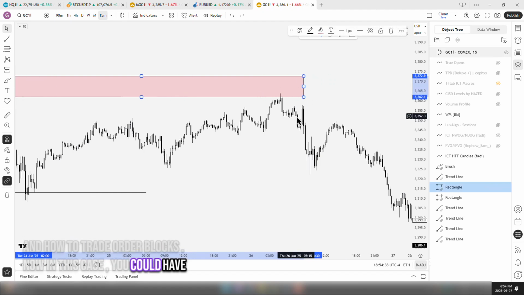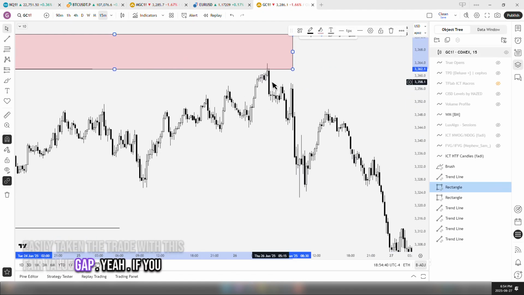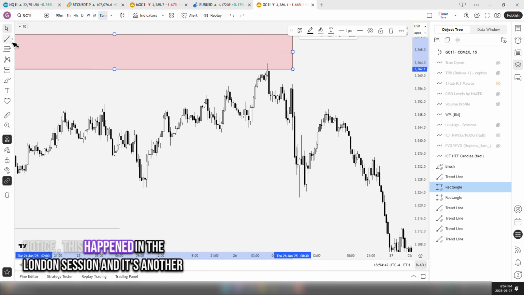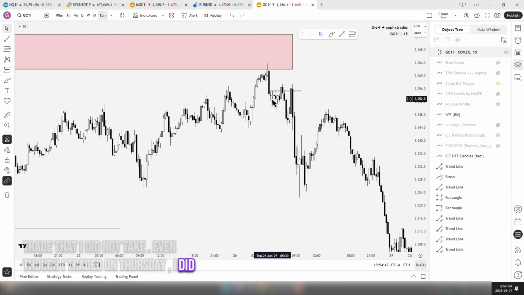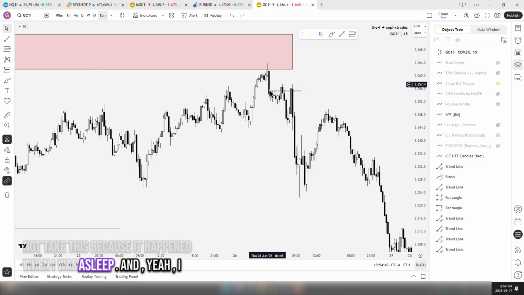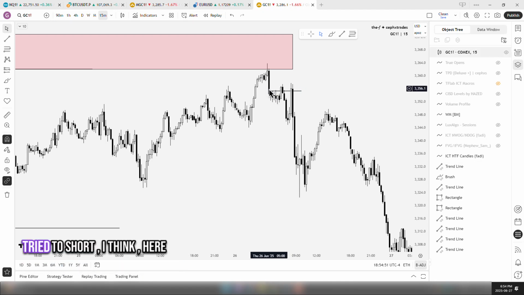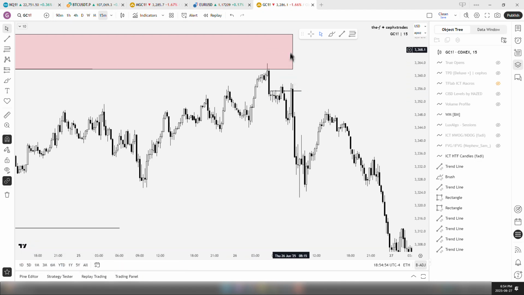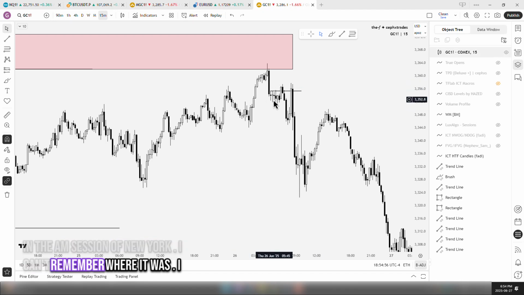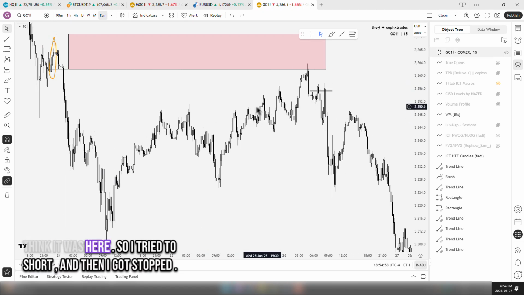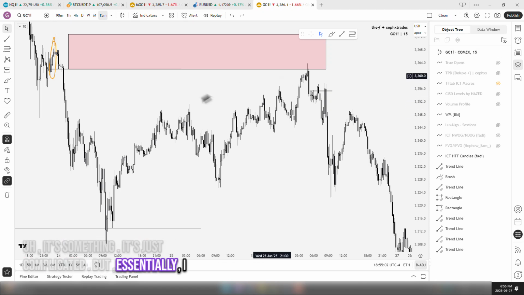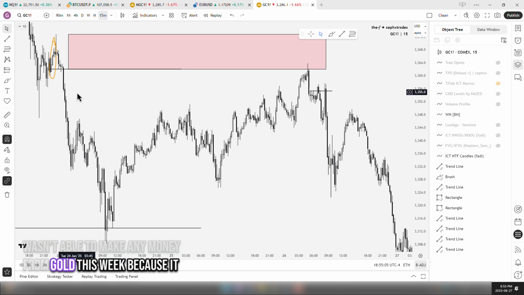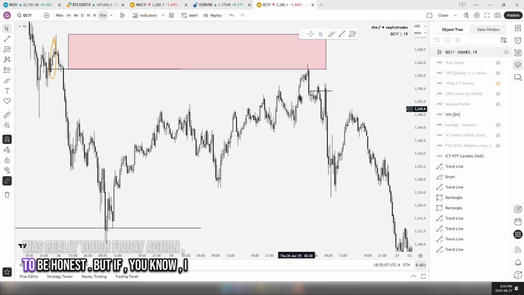Now, in this case, you could have easily taken the trade with this fair value gap. If you notice, this happened in the London session, and it's another trade that I did not take. Even though I traded on Thursday, I did not take this because it happened when I was asleep. And yeah, I tried to short, I think, here in the AM session of New York. I can't remember where it was. I think it was here. So I tried to short and then I got stopped by something. It's just complicated, but essentially I wasn't able to make any money from gold this week because it was really tough price action, to be honest.